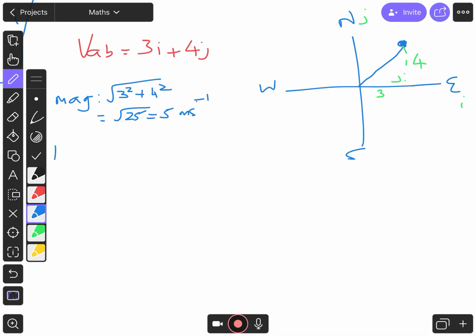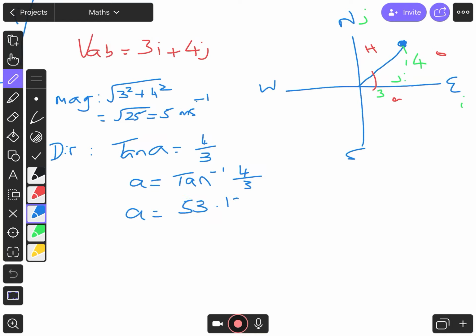Okay, the direction then in this case, we need to find this angle here. So to find that angle, we can label these sides. We know this is our hypotenuse, this is going to be our opposite, this is going to be our adjacent. So we can say opposite over adjacent, so tan of this angle that we don't know is going to be opposite over adjacent, which is 4 over 3. Our angle is going to be the tan inverse of 4 over 3, and our angle comes out to be 53.13 degrees, rounding to 2 decimal places.